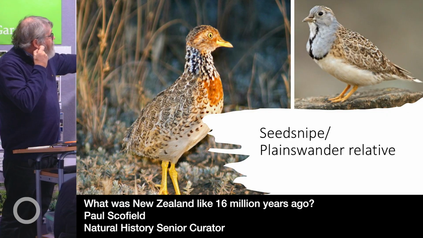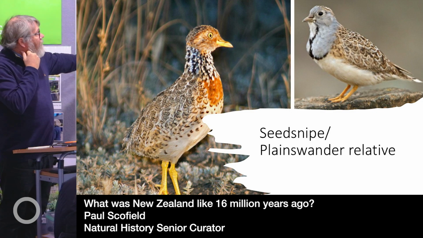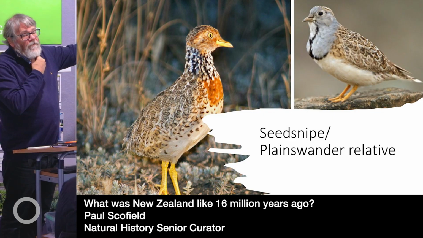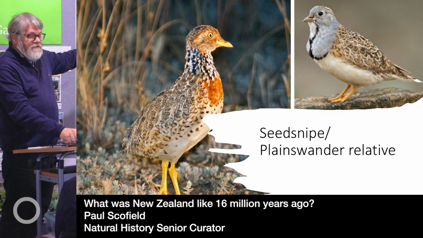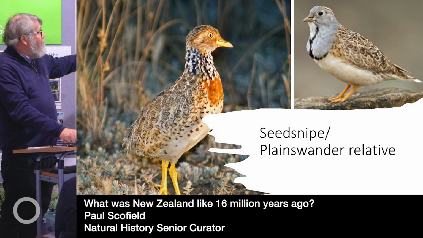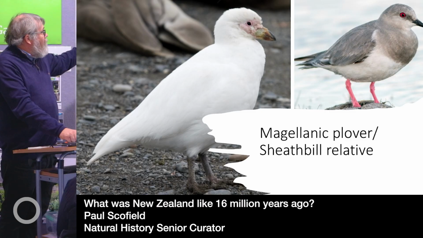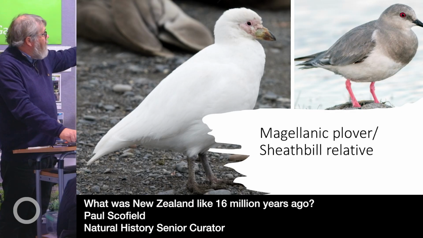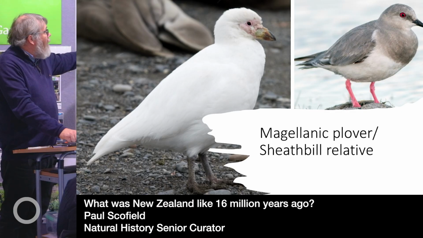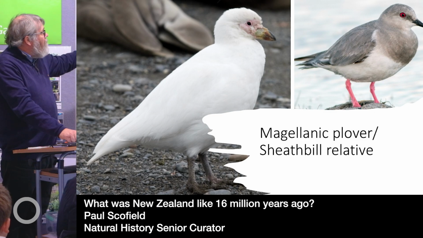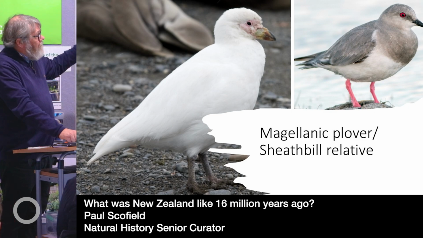The plains wanderer on the left here is a tiny bird only now found in southern western New South Wales. The seed snipes are only found in the Andes, and we had a relative of these, once again one of the true Gondwanan relics. This is also a Gondwanan relic. The bird on the right is a Magellanic plover, now only found in Patagonia. The bird on the left is a sheathbill, only found on several Indian Ocean islands in the sub-Antarctic. And we had a relative of those, clearly a Gondwanan relic.